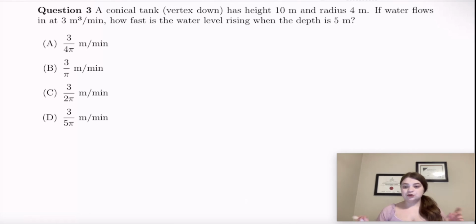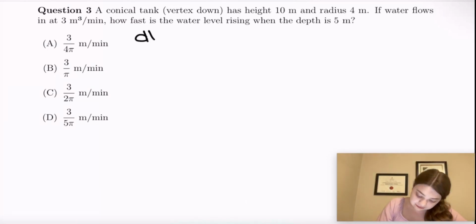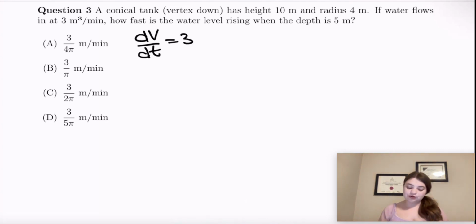So first thing I'm going to do is write down my givens, and I'm also going to draw a diagram of this conical tank with the vertex down that we're apparently going to fill up with water. Okay, so first things first, I know that dV over dt is equal to 3, because in the question they told us that the water flows in at this rate. And so the rate at which the volume is changing with respect to time would be 3.